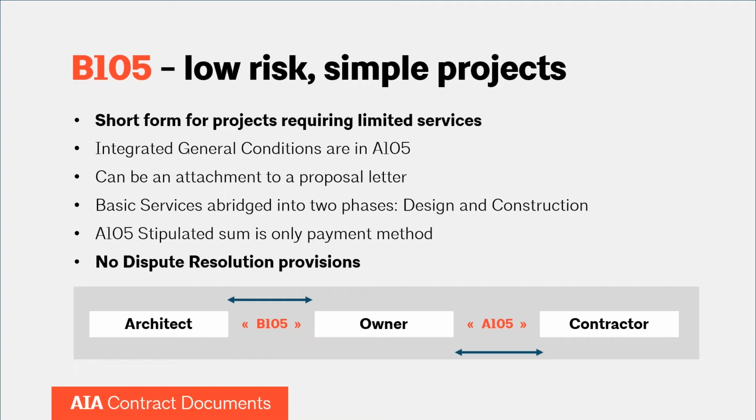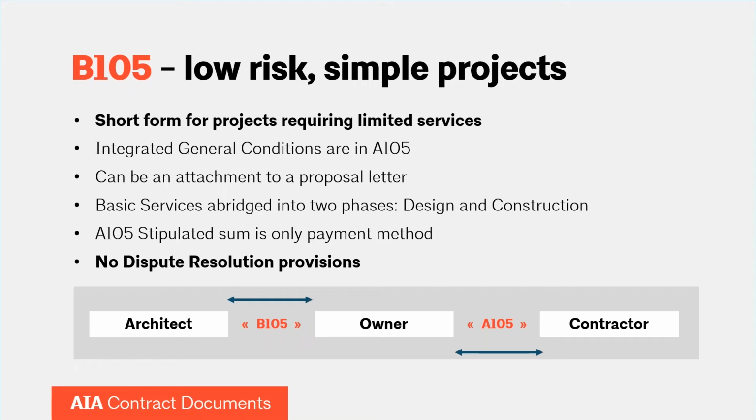The B105 is for low risk, simple projects. We started calling it short form in 2017. It had been called an agreement for residential or small commercial projects, and that probably contributed to its overuse on residential projects that were too big and too much for this document. It really exists for the most minimal project, and it exists because residential architects, way back when it was first published, clamored for a short document. But there's a lot missing in it, and you should look critically at it.